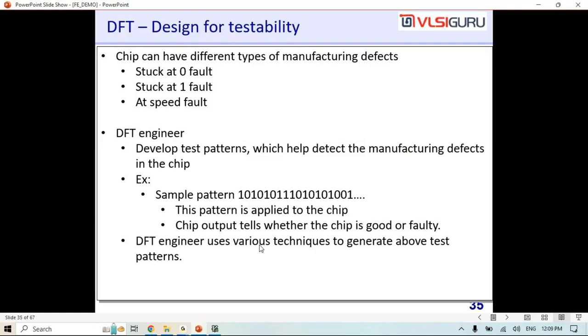A DFT engineer uses various techniques to generate test patterns. What are the techniques he uses? Scan, ATPG, BIST, JTAG, boundary scan, compression. So, multiple techniques.